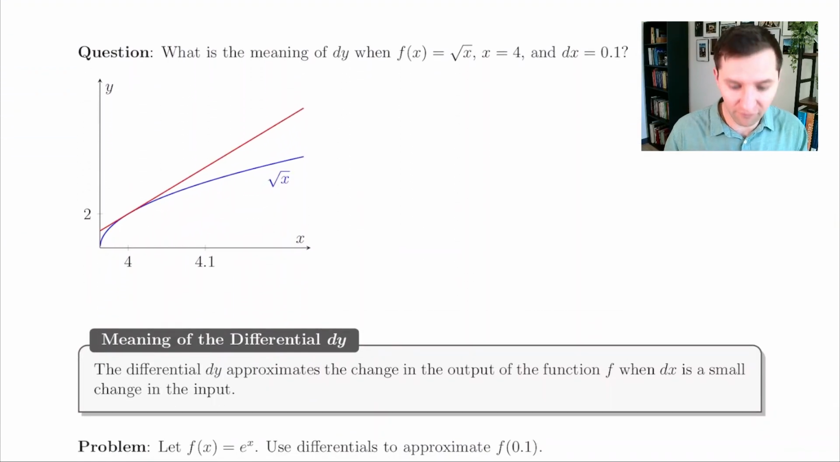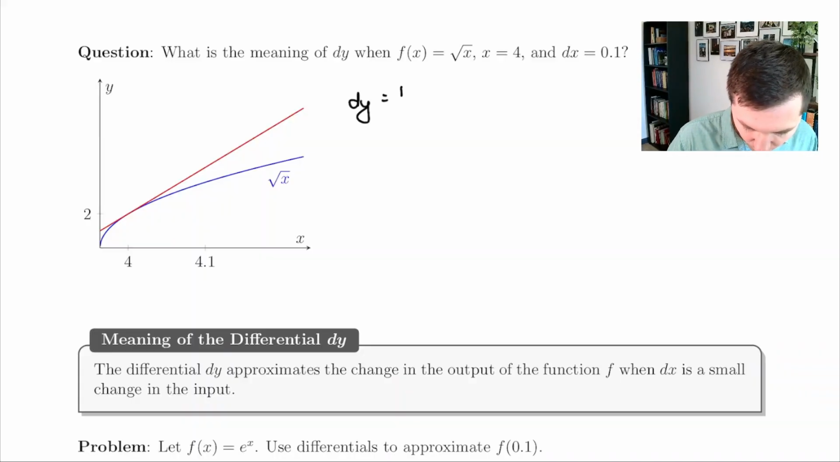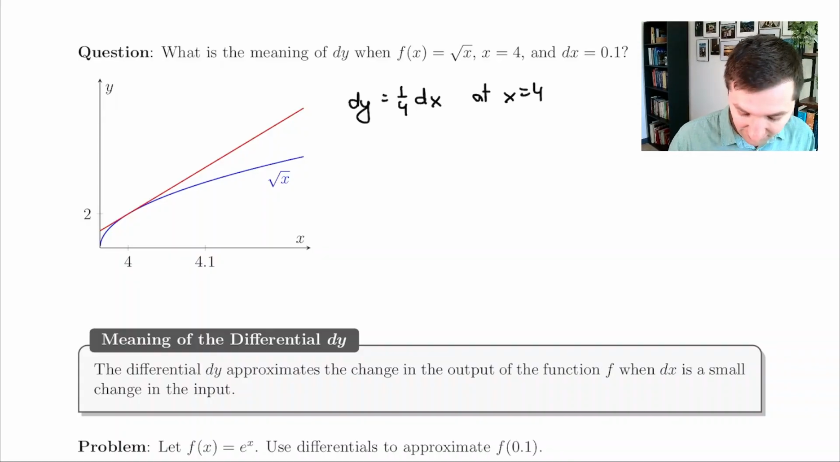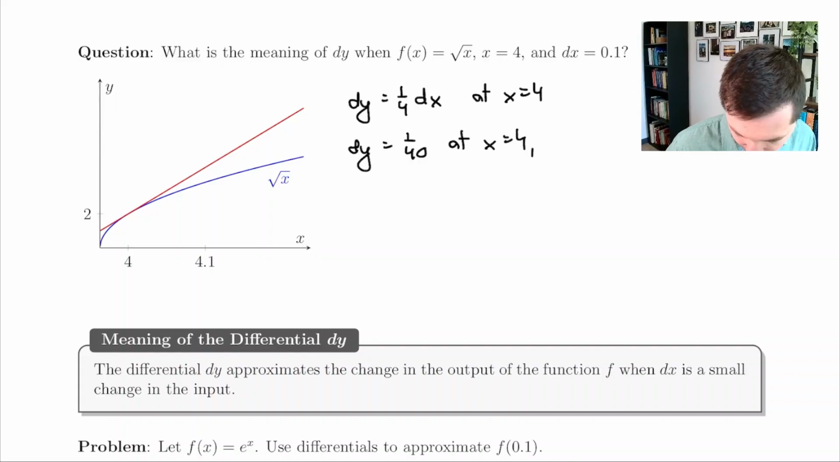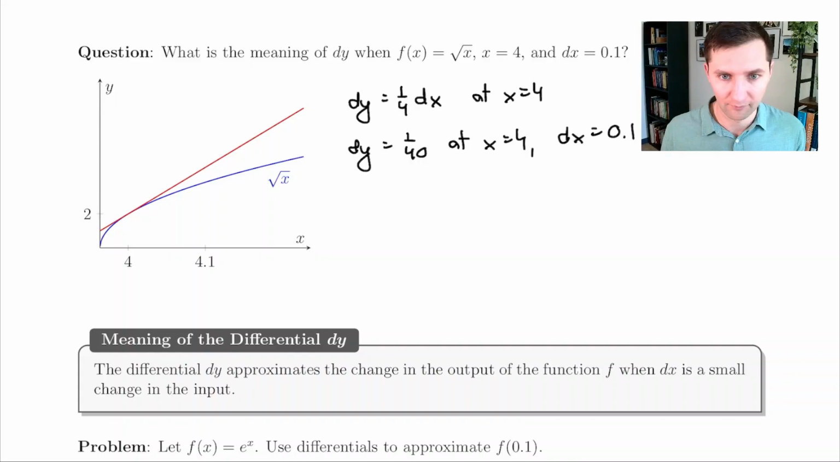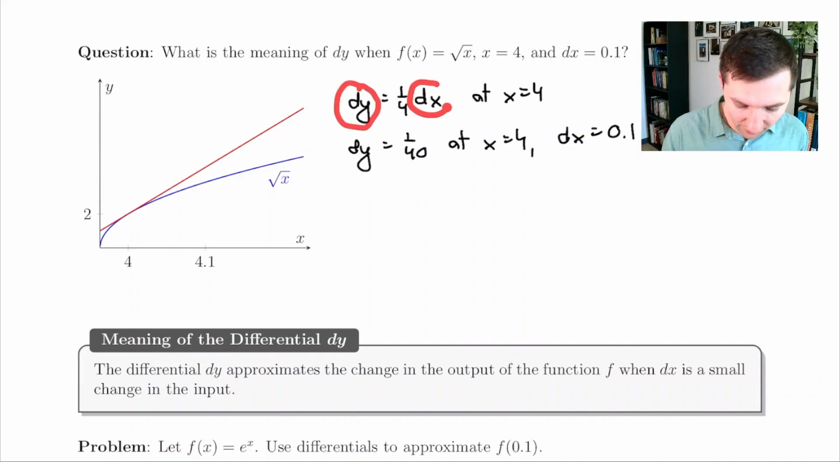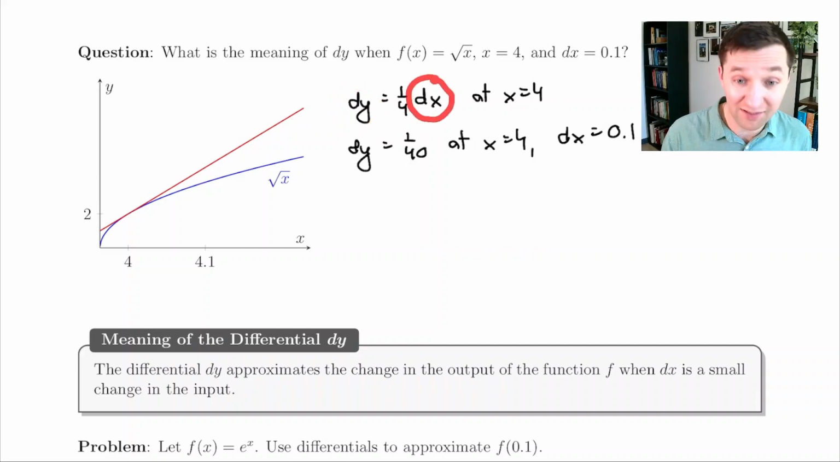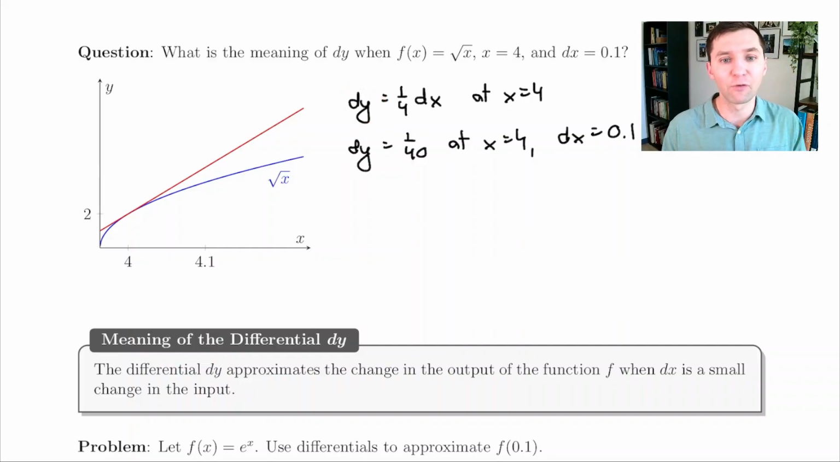On the previous page, we found that the differential dy was 1/4 of the differential dx at x equal to 4. And when we plugged in 0.1 for dx, we found that dy was 1/40 at x equal to 4 and dx equal to 0.1. The first equation shows you that the differential dy is 4 times smaller than the differential dx at x equal to 4. If dx stands for some small change in x, and you know that dx is, for example, 1/10, then you know that dy, the change in y, will be 4 times smaller.